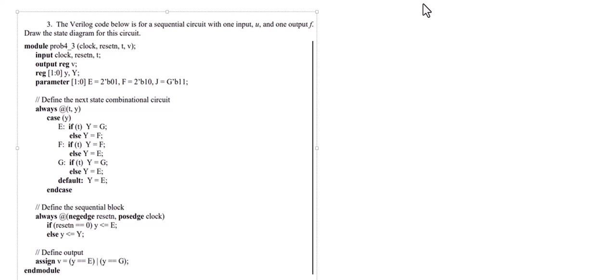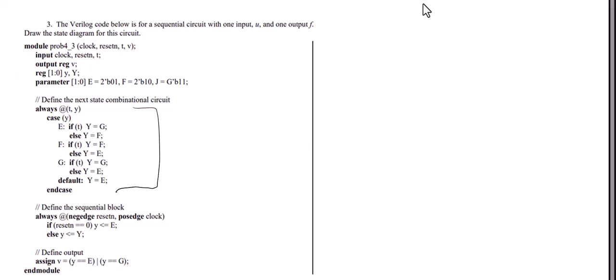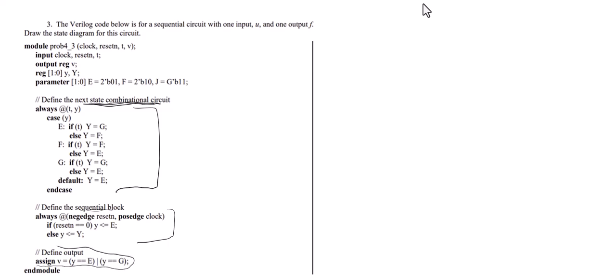When I look at the Verilog code, I see this always block, and it very helpfully tells me this is the next state combinational circuit, and I have another always block that tells me this is the sequential block circuit. I have my output down here, assigned V equals this. Notice that the output does not depend on the input. The input is T, and this output does not depend on the input. So that makes this a Moore machine.